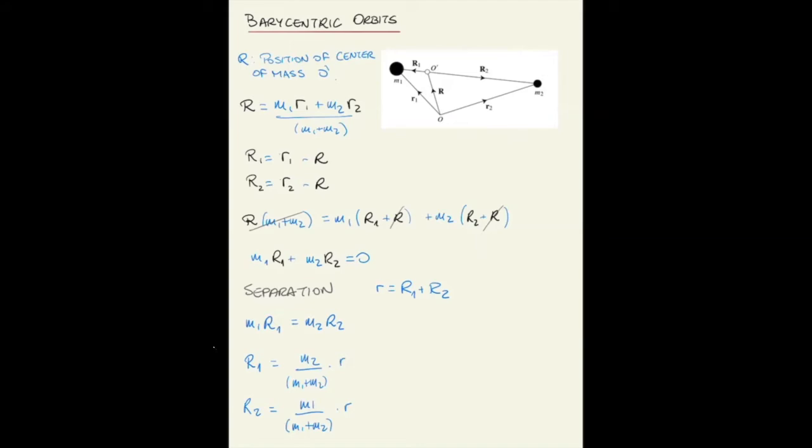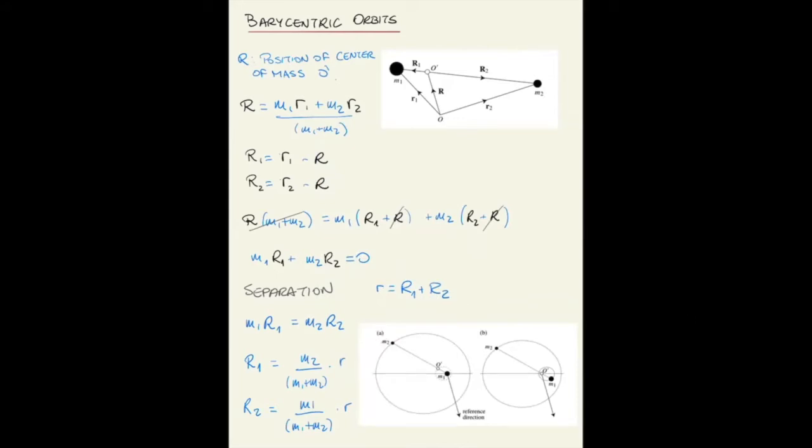Therefore, whatever the conic section is describing the relative motion of the two masses, each mass will also orbit the central mass of the system in a path described by the same conic section, reduced in scale by either M1 over the sum of the masses or by M2 over the sum of the masses. This is shown here in these figures.